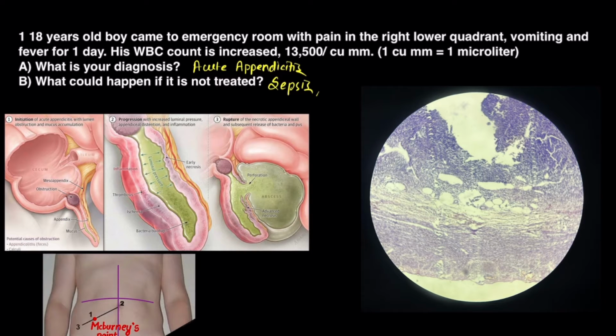Secondly, there is also formation of abscess, because within the lumen there is pus formation, right? This pus comes out and then the pus gets localized, which results in the formation of abscess.